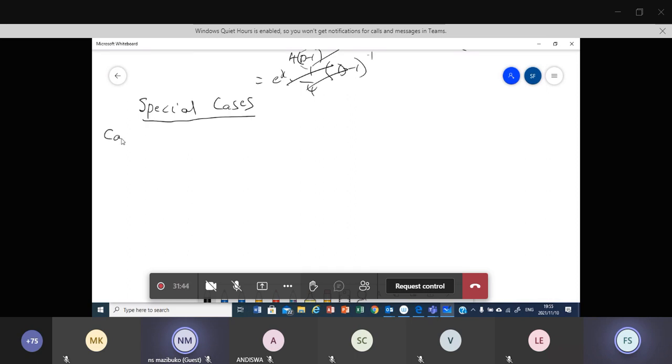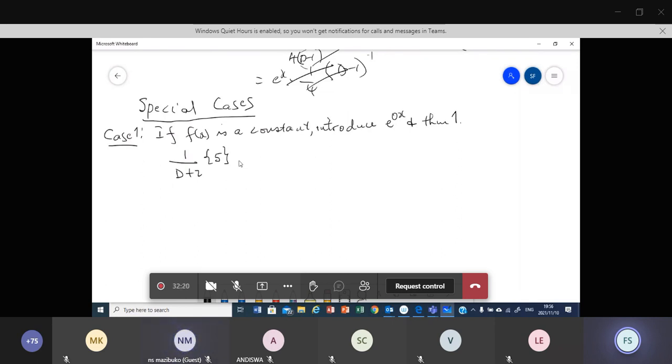Case 1. If f at x is a constant, introduce e to the power 0 of x and theorem 1. It might happen that we are given something like this one: 1 over d plus 2, squared. The action is on 5. It doesn't say to expand.